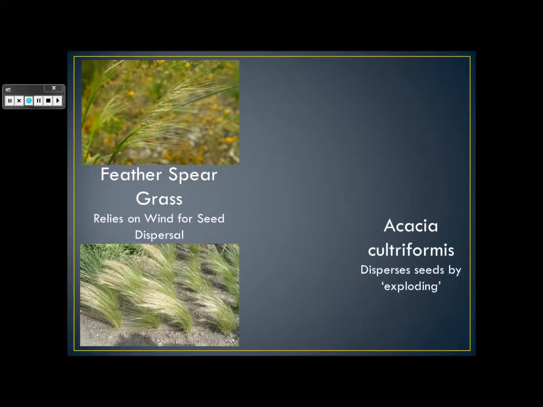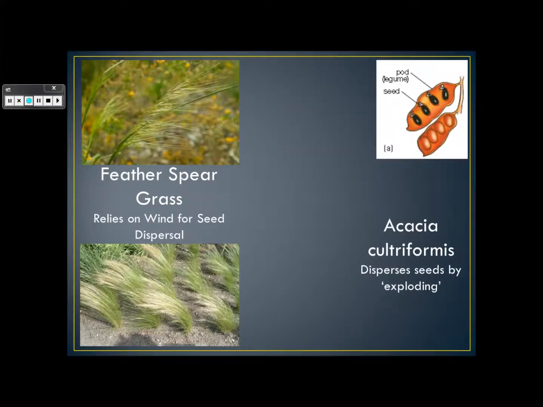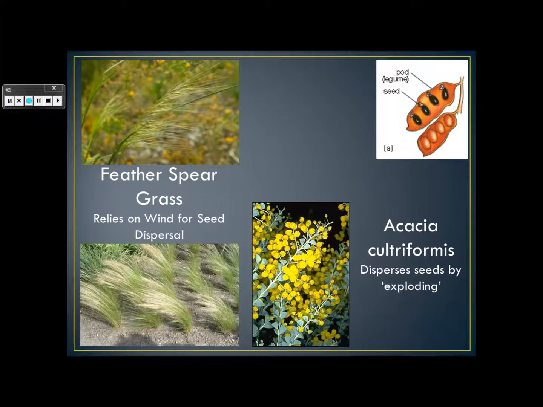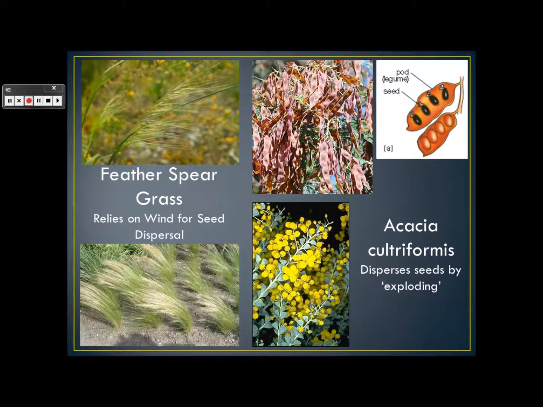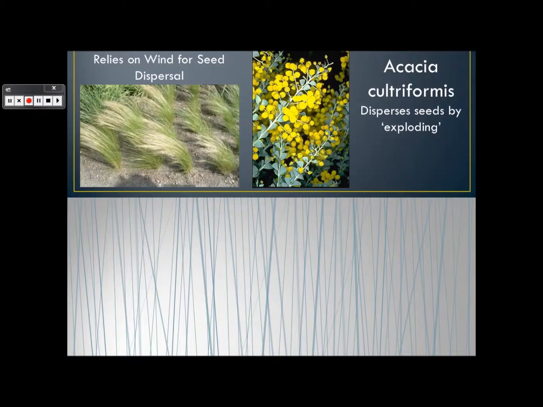The Acacia cultiformis plant uses a technique called explosion to disperse its seeds. Once the pod is ripe, it explodes and the seeds are ejected at high speeds away from the parent plant. By using this method, some seeds can be sent up to 2 meters away.